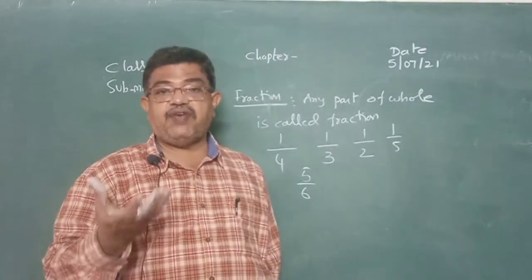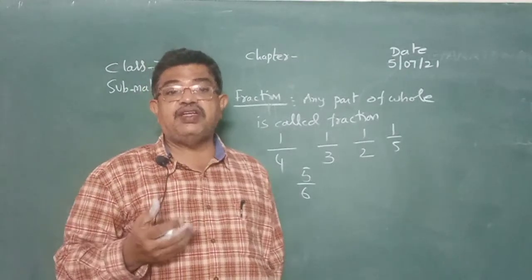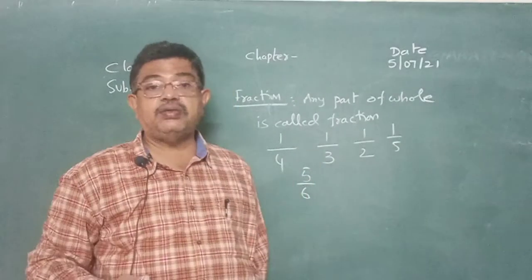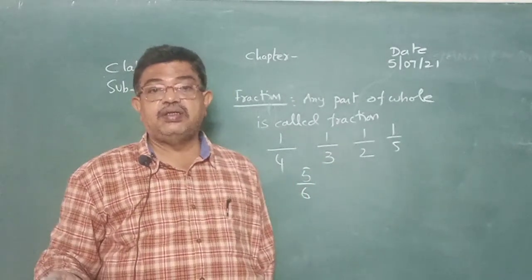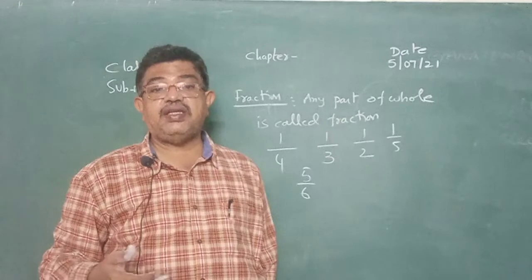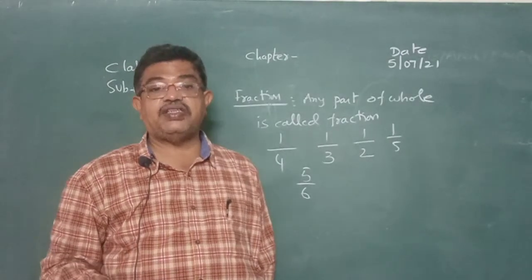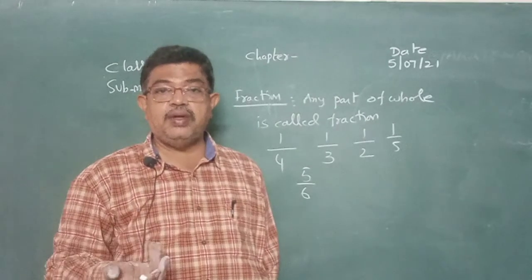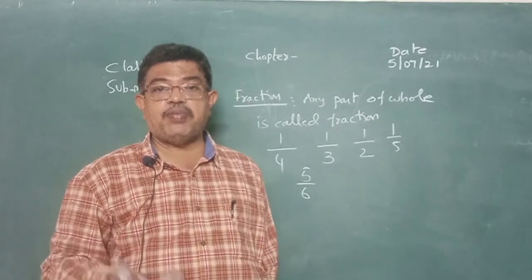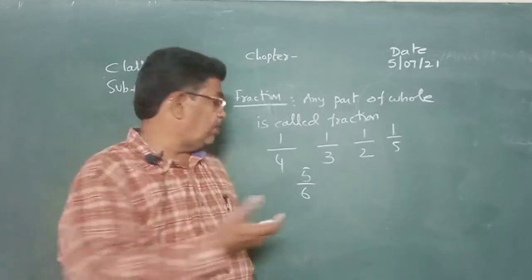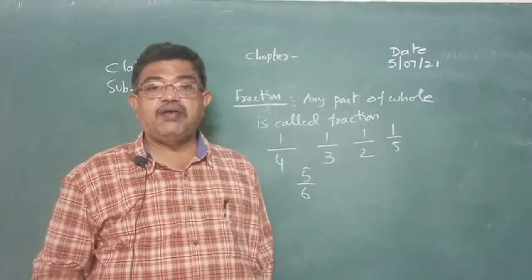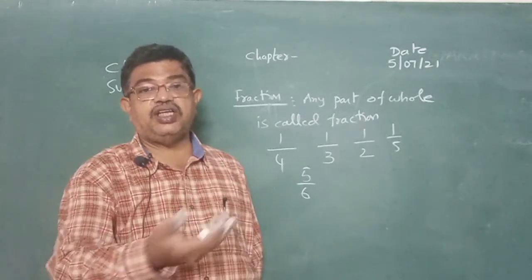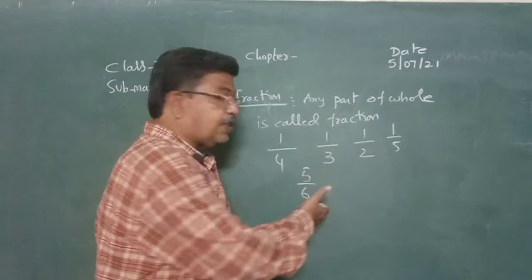5 apples are there, which are divided into 6 portions. Suppose you have 5 chocolates with you and you have 6 friends. You want to divide 5 chocolates among 6 people. So 5 by 6. Whatever the whole may be, it may be 1, 2, 3, 4 or 5. So the 5 parts are divided among 6 people. 5 apples are divided among 6 people. 5 chocolates are divided among 6 friends. Like this you can understand it.